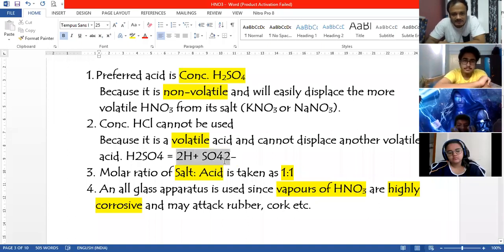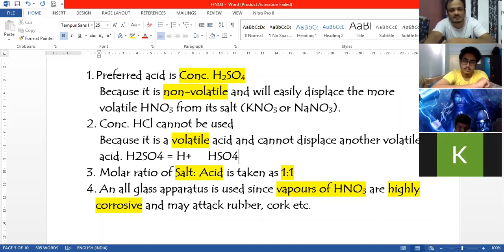In the first step, H2SO4 will break into an H+ ion first, and along with that you will have an HSO4- ion. H+ is the hydrogen ion, obviously, and HSO4-, you have studied, is the bisulfate ion. This is the first step.